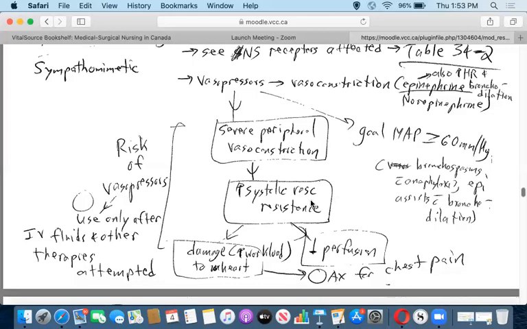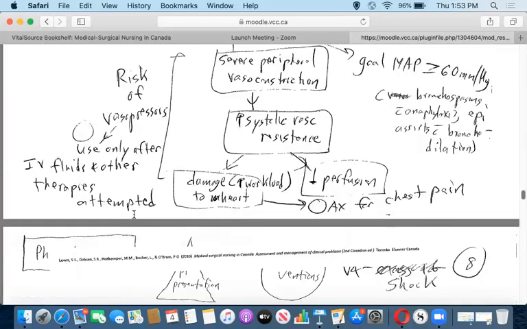Also, with vasopressors, you're increasing your vascular resistance, and that can increase workload on the heart and cause damage to the heart or heart failure even. There's also the risk that the vasoconstriction could actually decrease perfusion, especially, as I said before, to extremities. So if possible, try to use IV fluids to boost up BP. But again, if you've got massive vasodilation, that might not help for very long.